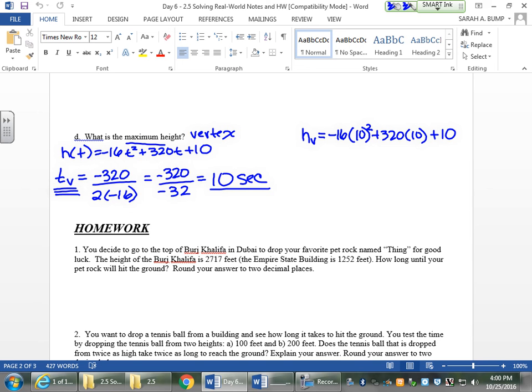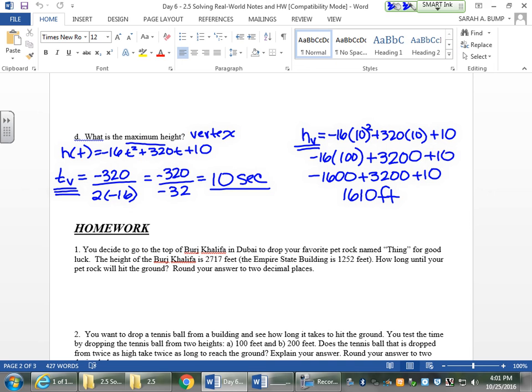And work through this. Square the 10 to get 100. And get negative 16 times 100. Plus in the center here, we're going to get 3,200 plus 10. Keep going. Negative 1,600 plus 3,200 plus 10. And if I combine from left to right, I'm going to get 1,610. Label that. That's our height that we just found in feet. That is our max height.